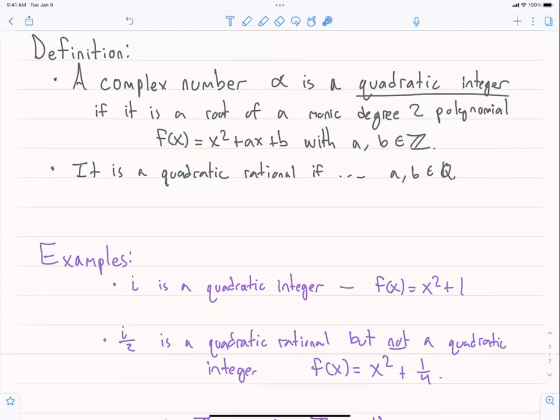Okay, and I say a complex number is a quadratic rational if the same thing is true, except instead of finding a and b in integers, my polynomial has coefficients in the rational numbers.